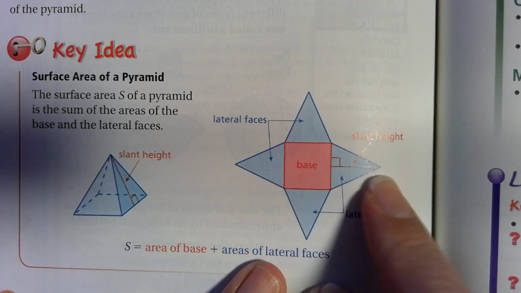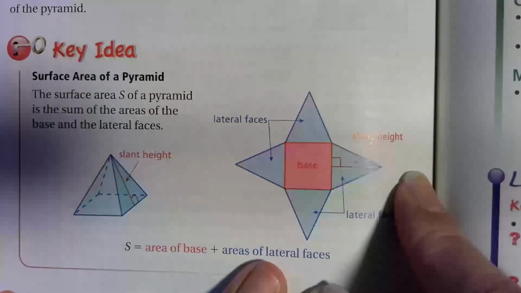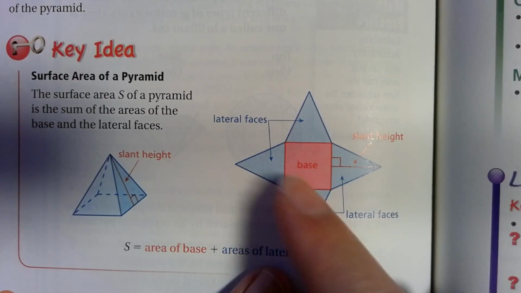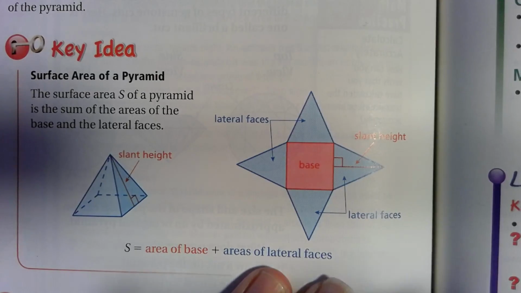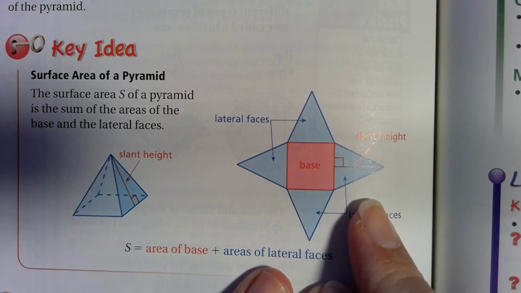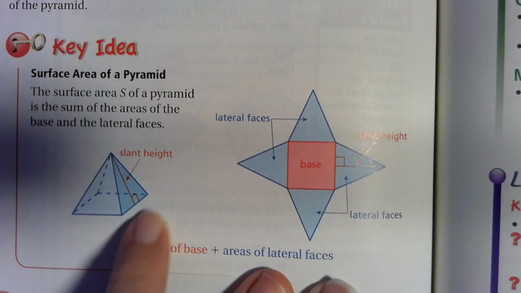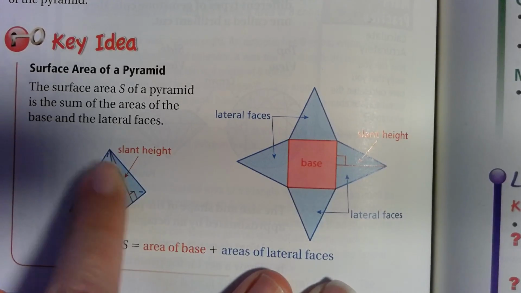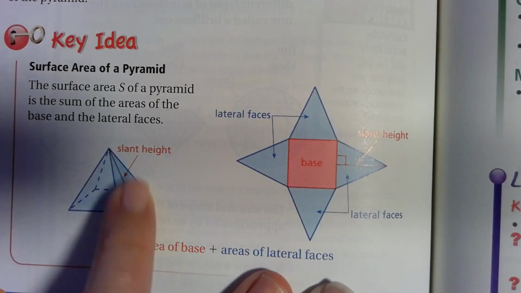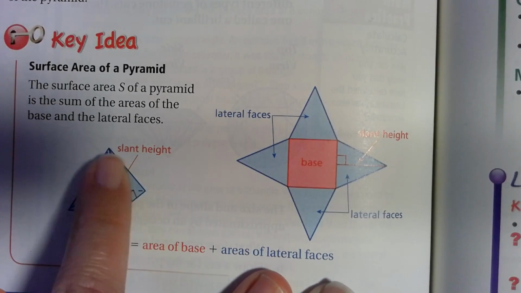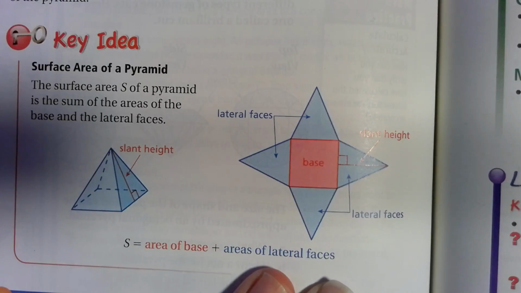Now, something called slant height. This is different than the height of the pyramid itself, and that will become important in the next sections when we look at volume. But for the surface area of a pyramid, we need to look at the slant height. So really we're looking at the height of each triangle that is a lateral face, and that height is slanted. So that's why they call that the slant height.